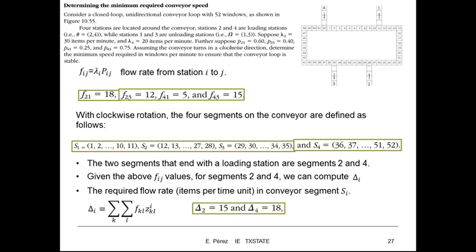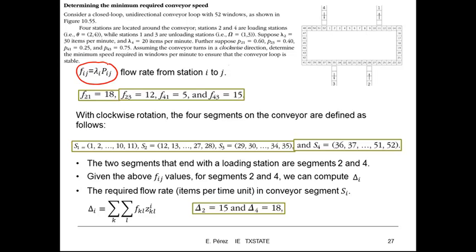So the first thing we're going to compute is the flow rate from station I to J. So we have the flow rates for F21, F23, F41, and F43, which are our loading stations. We have the values of lambda for each one of the stations, and we also have the values for the probabilities. So that's how you compute those flow rates.